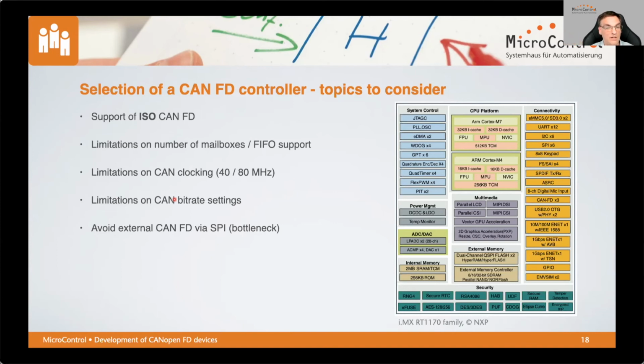That means it is impossible to achieve those CAN FD bit rates, especially bit rates lower than 500 kilobits and things like that. So another big limitation is the FD bitrate setting registers. Have a closer look at those. We observed many times that the setting possibilities are quite limited.